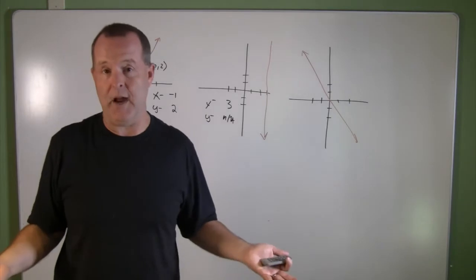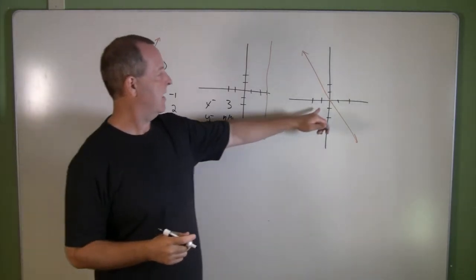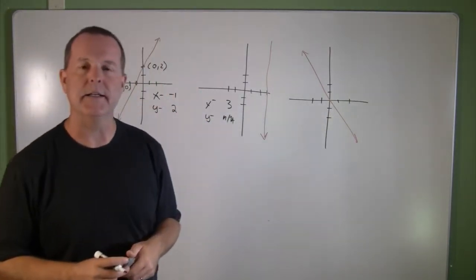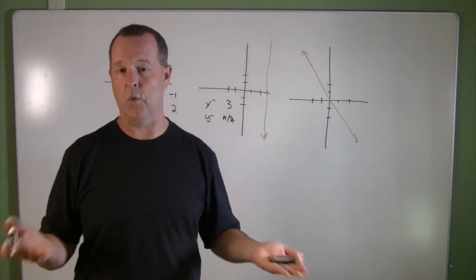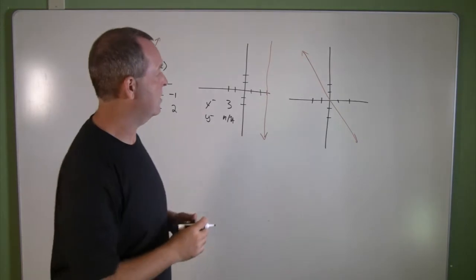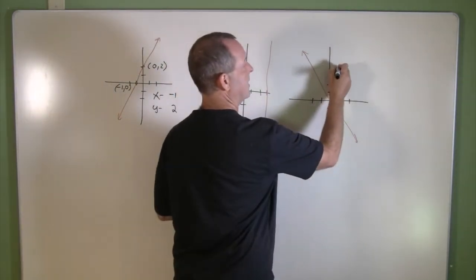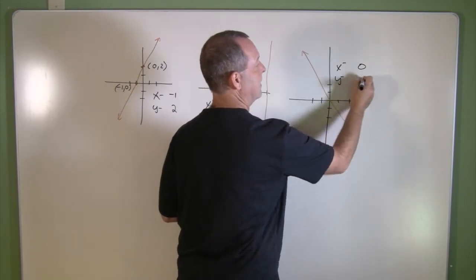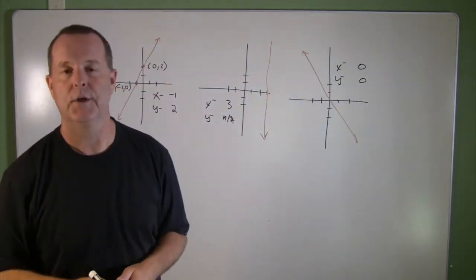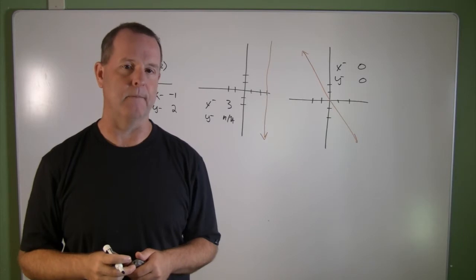And that's fine. The last example that I have right here is a line that goes through the origin. So where does it cross the x-axis? Where does it cross the y-axis? Well, its x-intercept is at 0, and its y-intercept is also at 0. So both intercepts are 0.